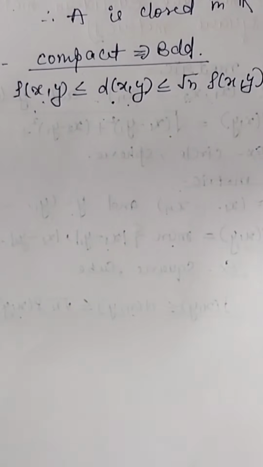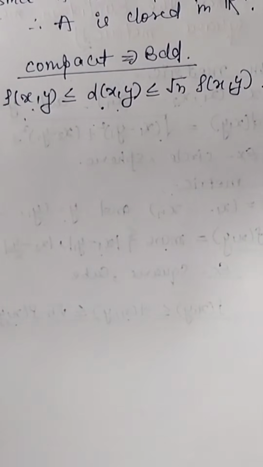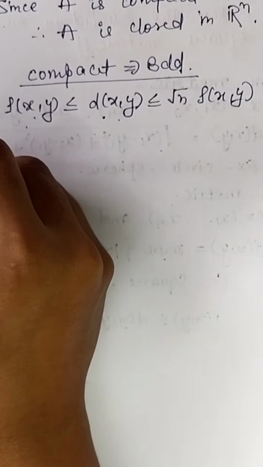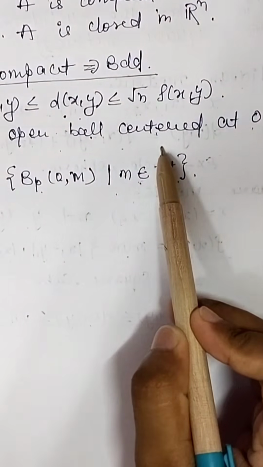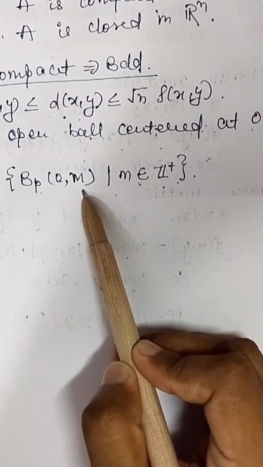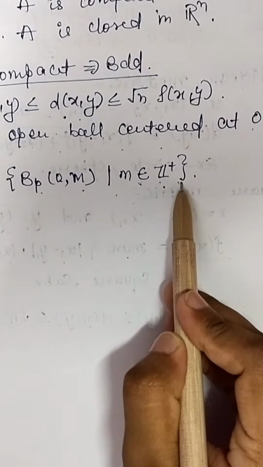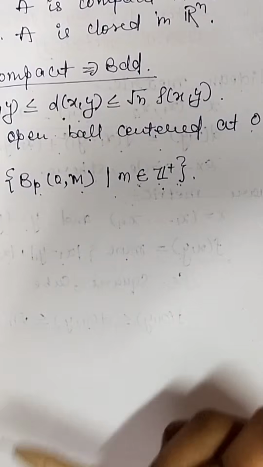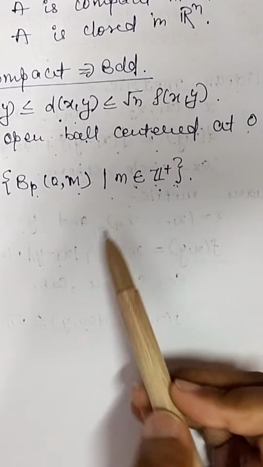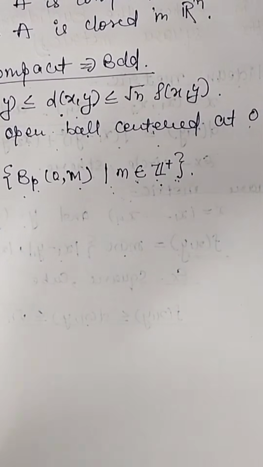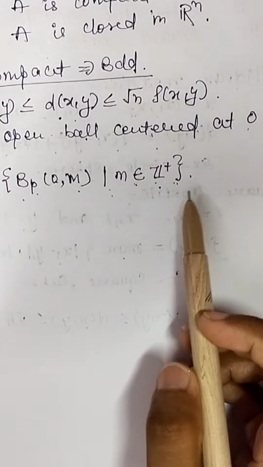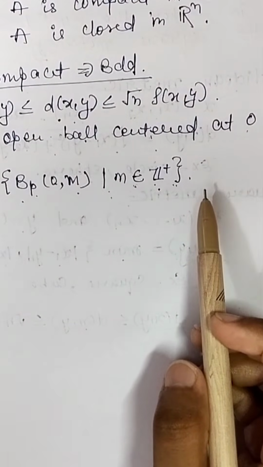We consider an open ball centered at 0 with radius m, such that m belongs to the positive integers. As m increases, this ball gets bigger and bigger. So every point in Rn lies inside some open ball. We want an open ball cover of A because compactness is defined using an open cover. A set A is compact if and only if every open cover has a finite subcover.